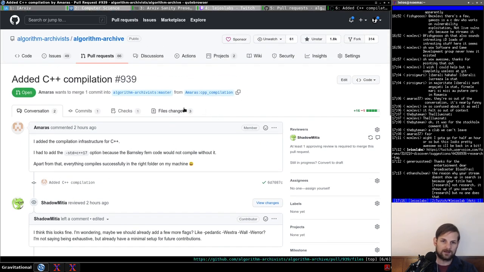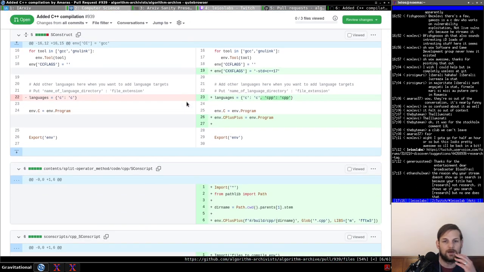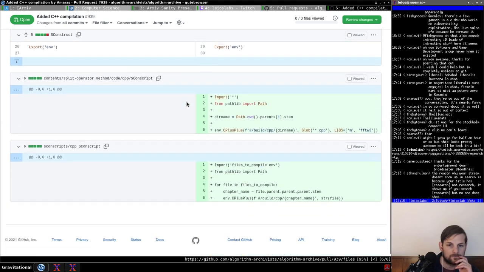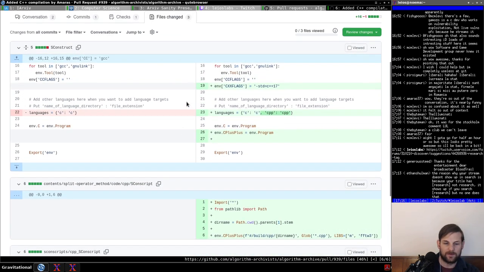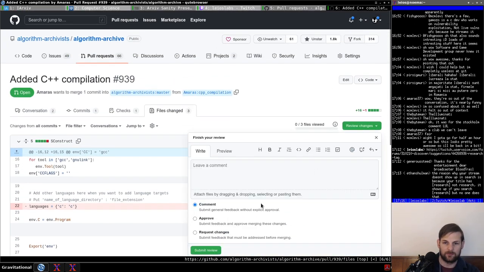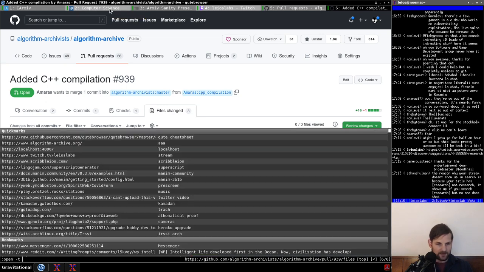So I guess the discussion here should be, this looks good to me. I think it should work fine. I'm happy to review and approve. And then I think what we want to do is create a new issue. Oh, wait. I'm super not explaining myself here. Let me go to the algorithm archive really quick.